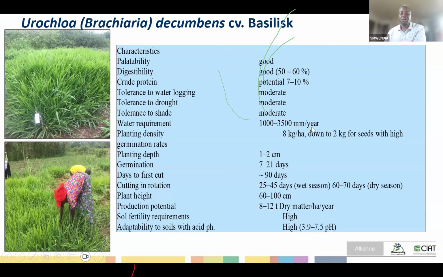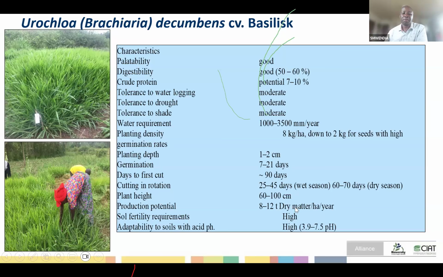Again, rainfall and seed rate remain the same, and the management is largely the same. Germination can take 7 to 21 days. But days to first cut for nearly all these grasses I'm talking about will be about 90 days, because from the seeds they take time to get to the first cut. But later after that, you can harvest at shorter intervals, especially during wet season, between 25 to 45 days, or during dry season, it can go up to 60 to 70 days. So that is key, so that you know how to manage well.